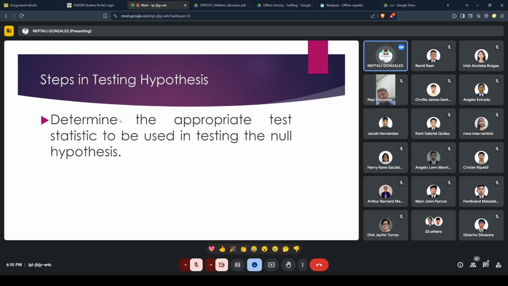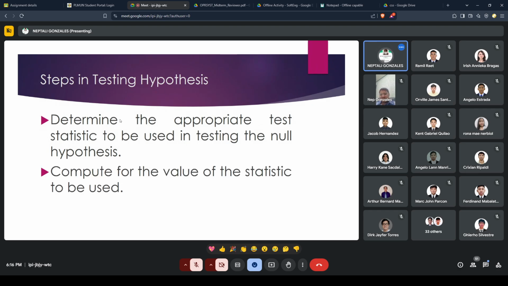Next is to determine the appropriate test statistic to be used in testing the null hypothesis. Are you going to use z-test? Are you going to use t-test? Are you going to use correlation, p-value, z-value, t-value, f-value? It depends on the statistics or the available data. And for our purpose of discussion, I will tell you already the test statistics to be used.